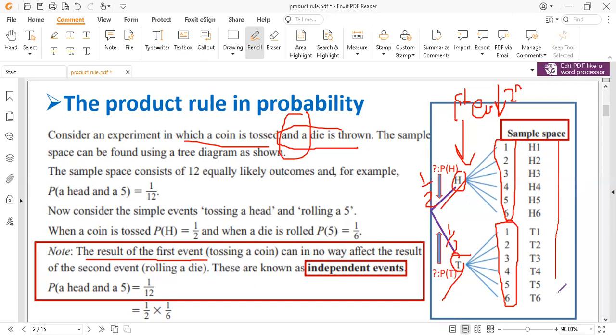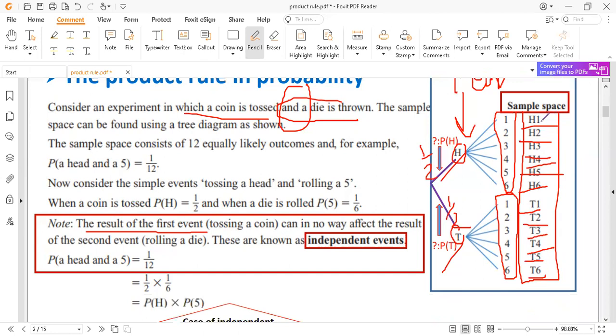So we can construct our sample space. We can expect head then 1, head then 2, head then 3, head then 4, head then 5, head then 6, tail and 1, tail and 2, tail and 3, tail and 4, tail and 5, and tail and 6. The sample space consists of 6 plus 6: we have 6 branches here and 6 branches here, so in total 12 possible outcomes.